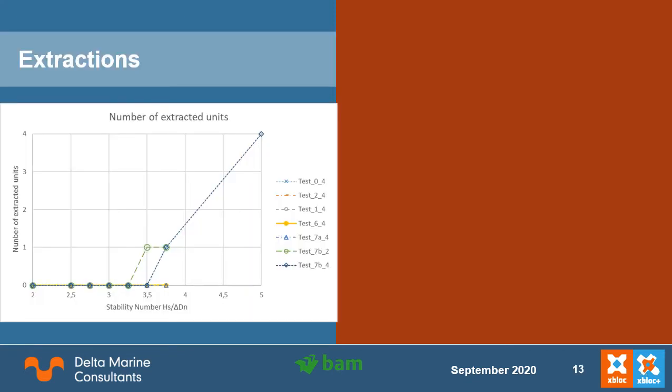Looking at extractions, the tests were in fact not so exciting. Only in test 7B2 there was an extraction at 140% wave height. And in test 7B4 there was an extraction at 150% wave height. And since this was the last test, Timon continued with one more test after that, which was twice the design wave height. And in that test he had another 3 blocks displaced or extracted.